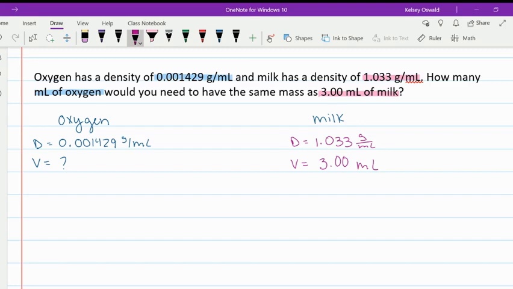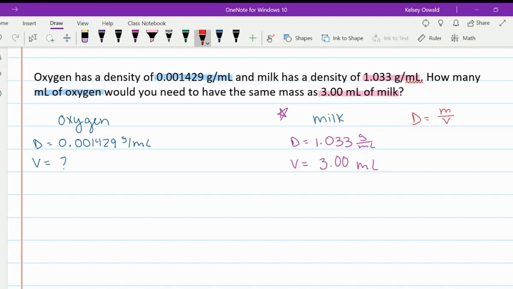Okay, so when you have problems like this, when you're working with two different things, we want to start off by thinking, which substance do we know more about? Do we know more about our oxygen or more about our milk? And we can see here that we know more about our milk, so we're going to start there. Okay, start with whichever one you know more information about. Okay, so these are all about density. We know density is equal to mass divided by volume.